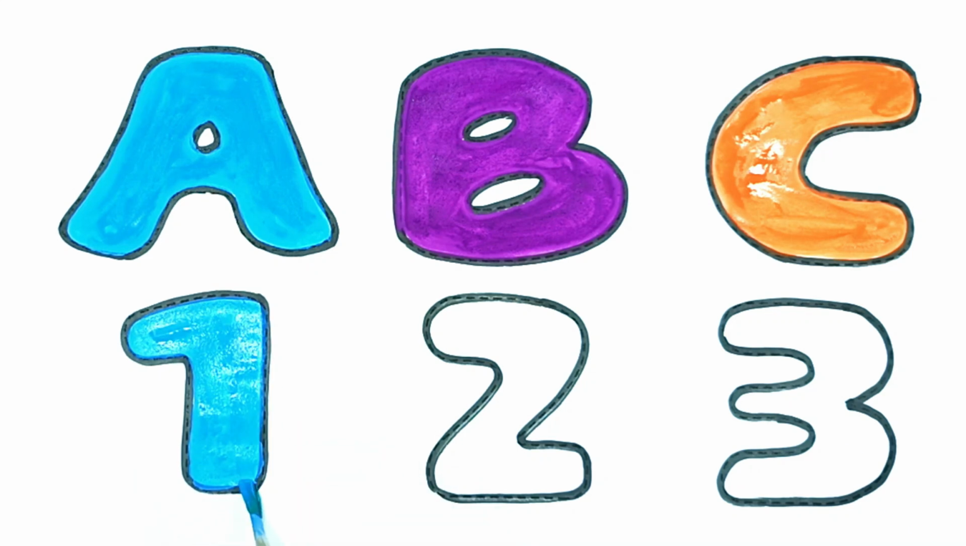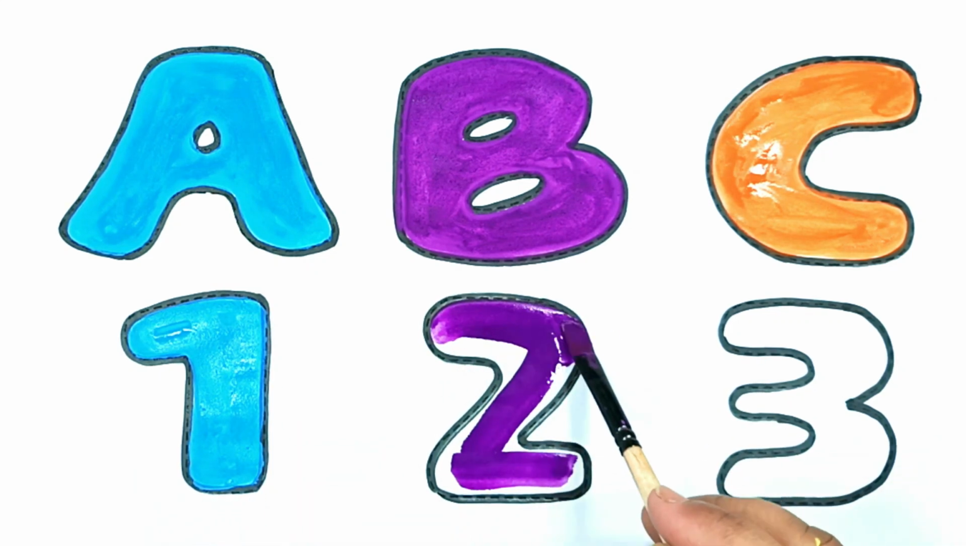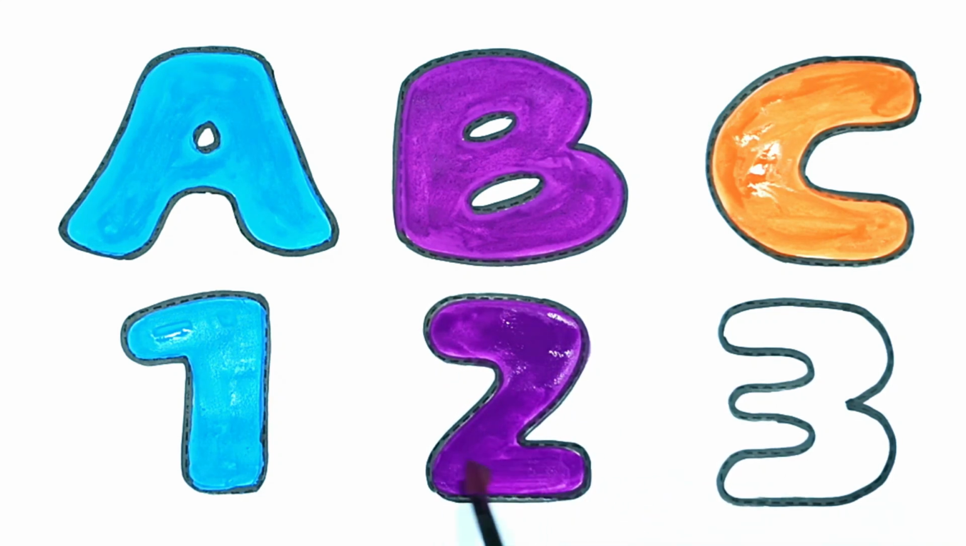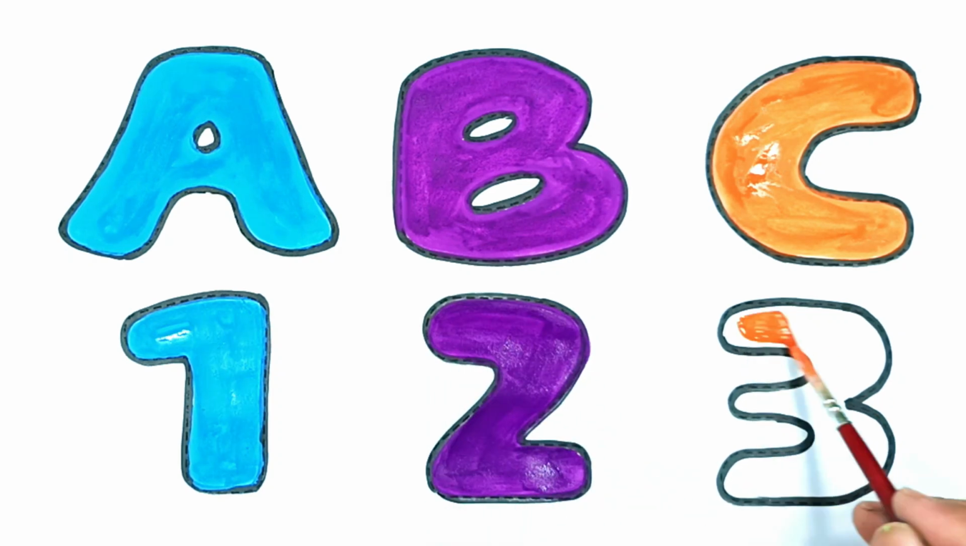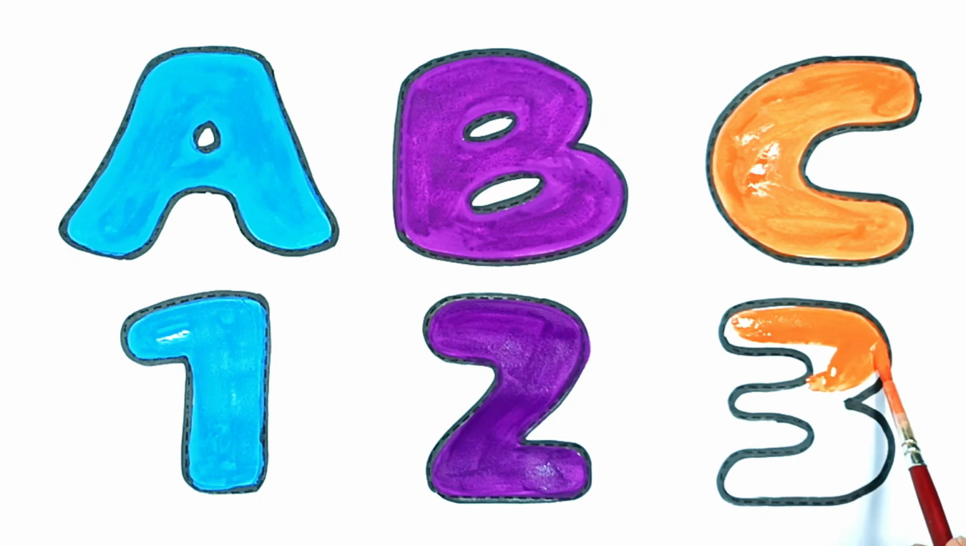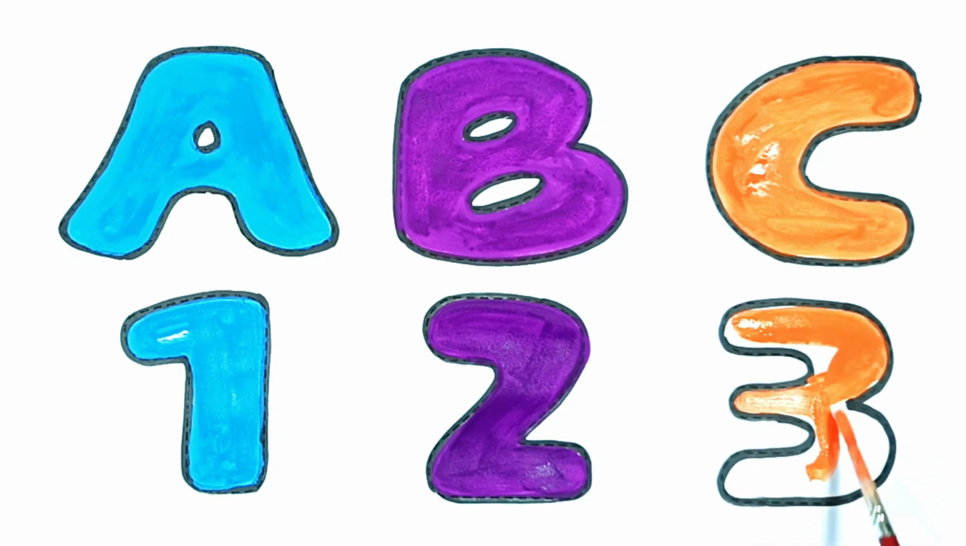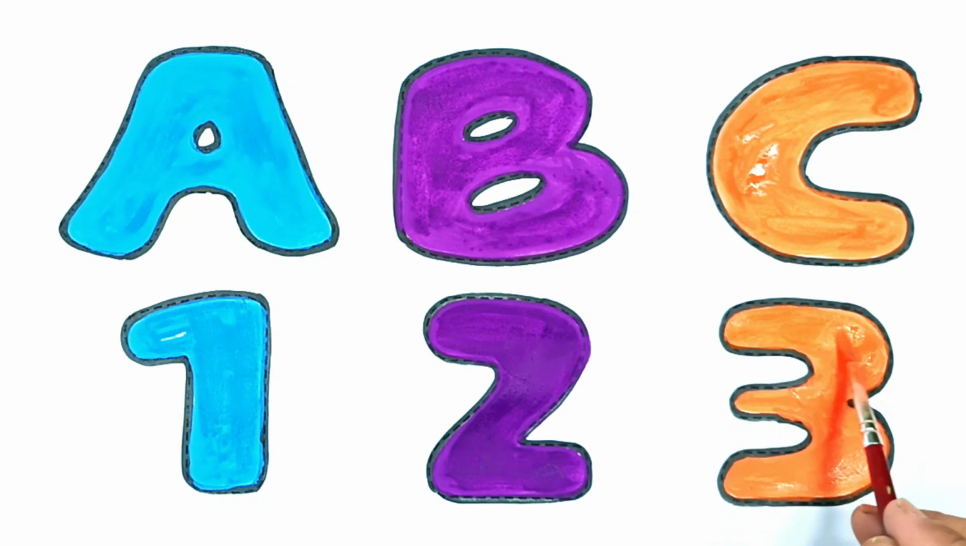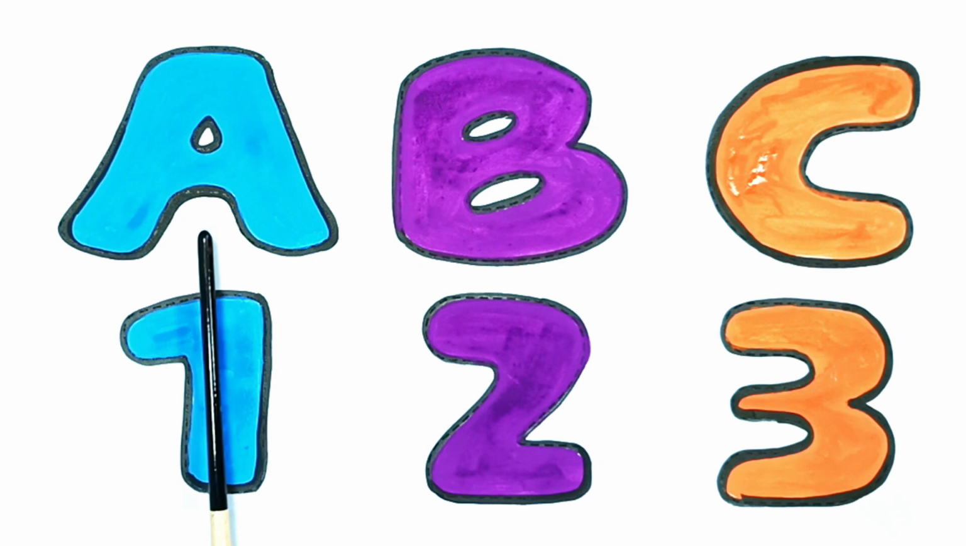One baby arrives. Two tiny hands hold. Three sweet kisses given. A, B, C, 1, 2, 3.